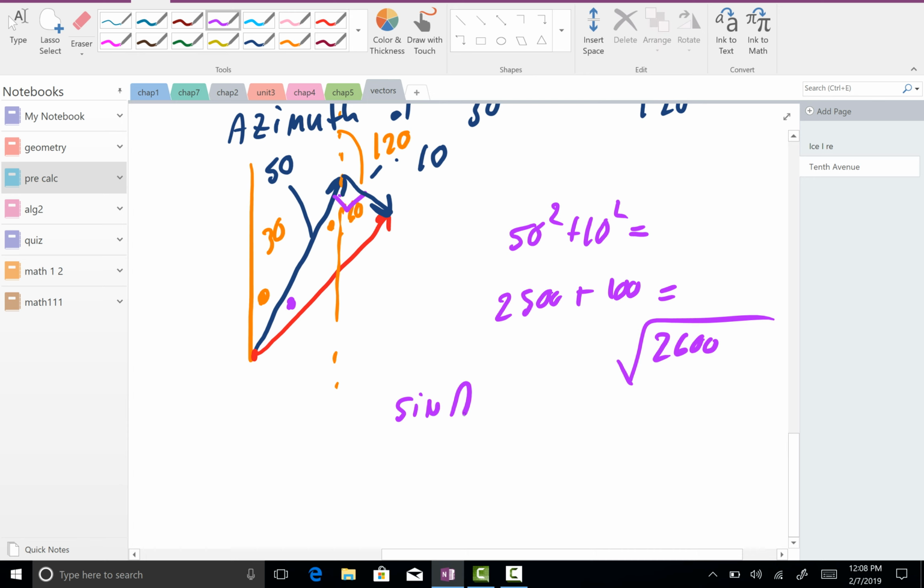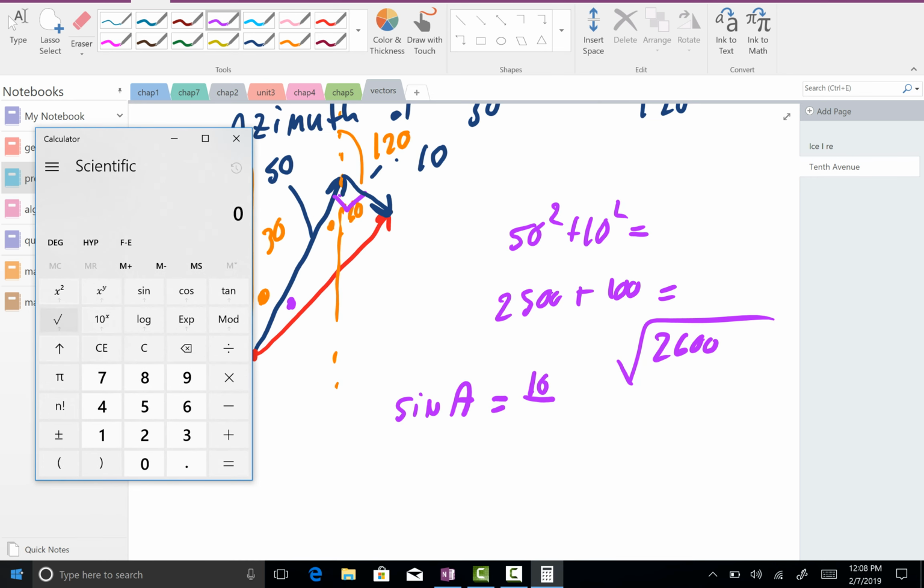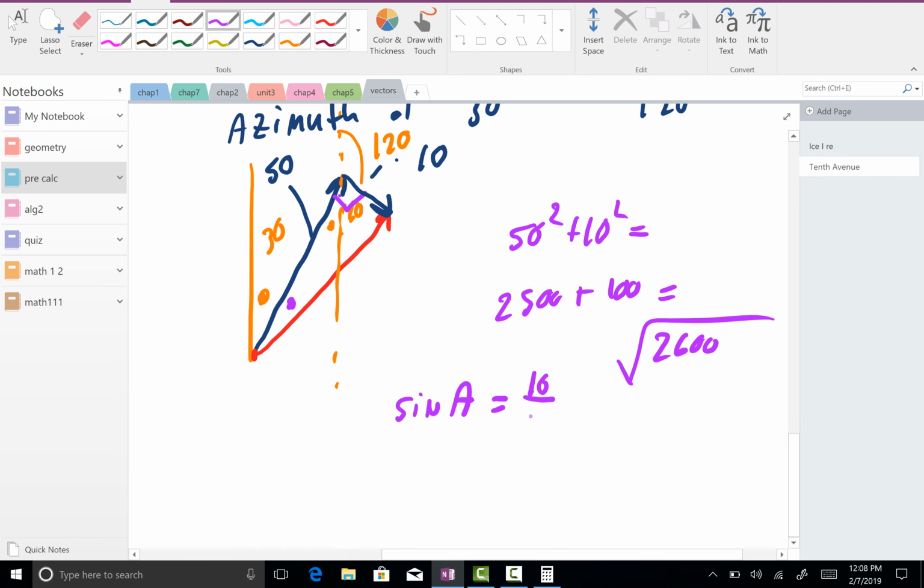So sine of the angle is equal to the opposite side, which is 10, over the hypotenuse, which is the square root of 2600. Let me just figure out what that is. It's 50.99, so we'll just make it 51, I guess. Then I would just take the inverse of that.